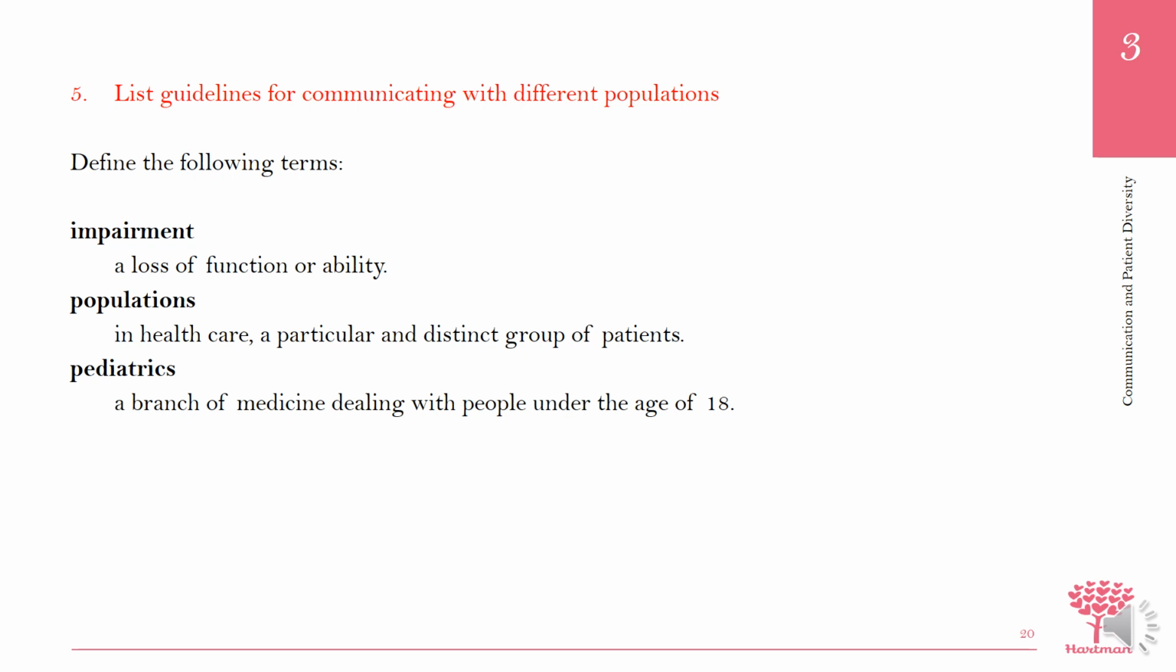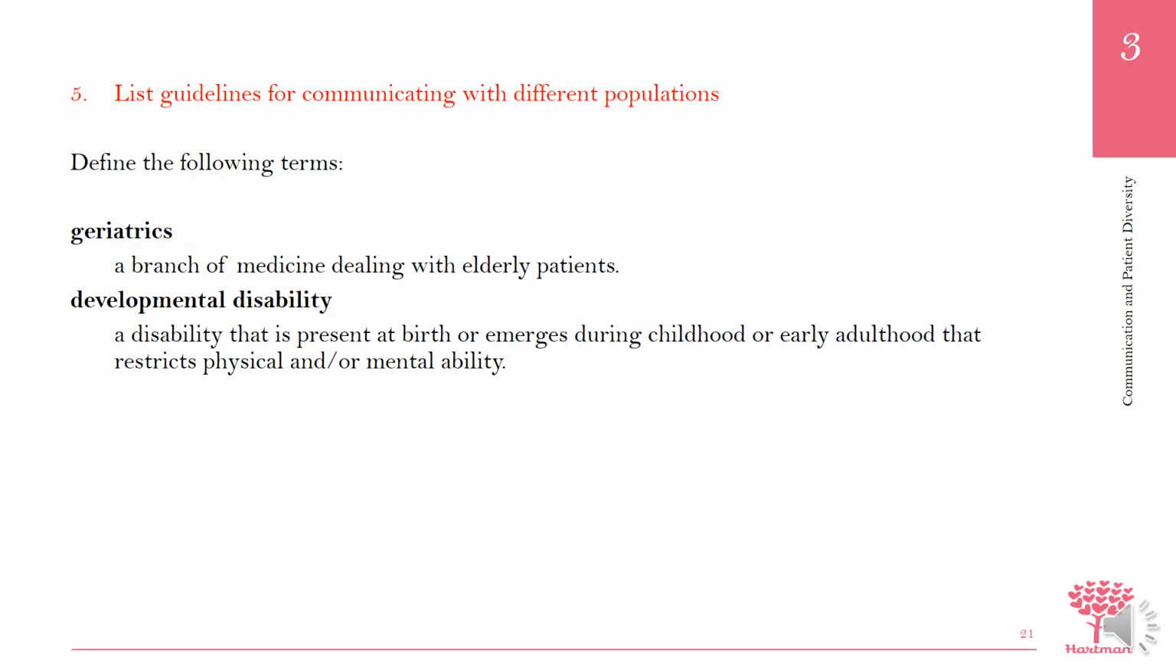In healthcare, populations are a particular and distinct group of patients, whether it be elderly, pediatrics, etc. Pediatrics itself is a branch of medicine dealing with people under the age of 18. And even then, there's a wide disparity of age differences and particular needs. Geriatrics is a very growing branch of medicine, and it's a branch of medicine dealing with the elderly population.